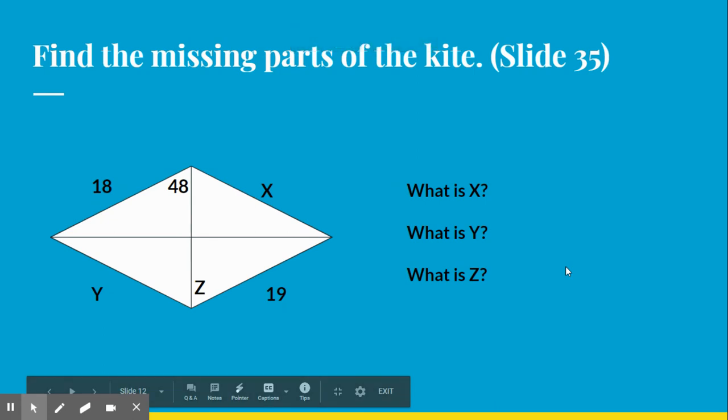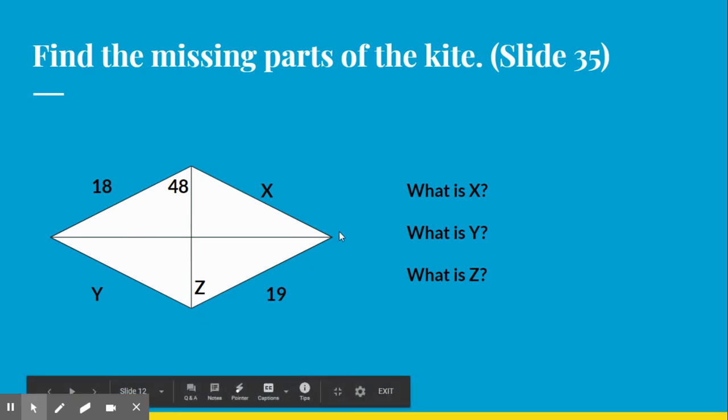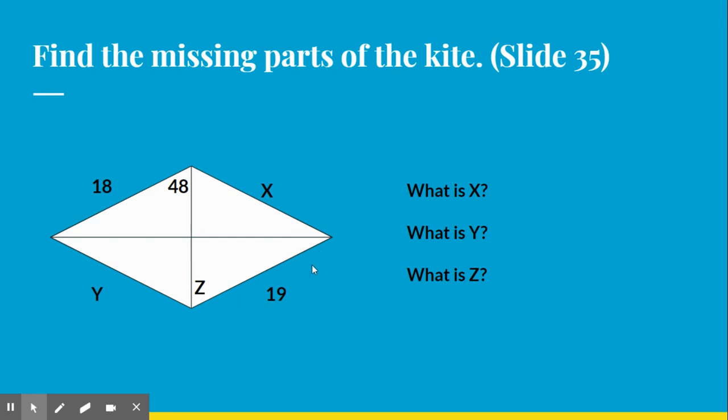Okay, we have 2 more shapes we're going to look at. First one is find the missing parts of the kite, slide 35. And we need to figure out what is x, what is y, what is z. Well, remember the short diagonal kind of cuts these kites in half. So you have this part and this part. So these 2 consecutive sides are always going to be congruent. The same way on this side, these 2 consecutive sides. So if this side is 19, that means this side has to also be 19. Don't get distracted by the 18. We're kind of using this short diagonal as a boundary line.